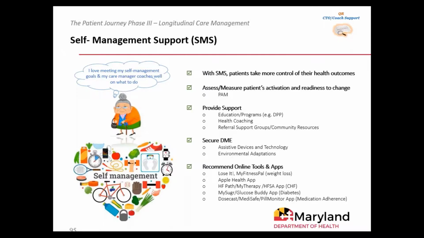So we want to provide support with education about her chronic illness. We want to help her or give her a referral for health coaching and referrals to other support groups. You also want to help her with securing DME such as assistive devices and technology, and want to remind her on online tools and apps that can help her with lifestyle changes.